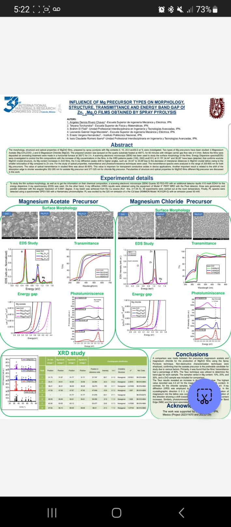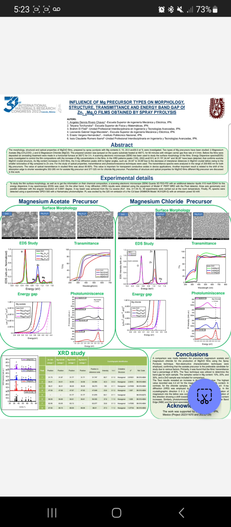In the X-ray diffraction patterns, peaks 100, 002, and 101 at 31.79 degrees, 34.44 degrees, and 36.28 degrees have been detected. That confirms wurtzite crystal structure. As magnesium content increases in zinc oxide films, the X-ray diffraction peaks shift to higher angles, such as 34.44 degrees to 34.68 degrees, due to the decrease of the interplanar distances in the magnesium zinc oxide crystal lattice, owing to the smaller ionic radius of magnesium compared to zinc.